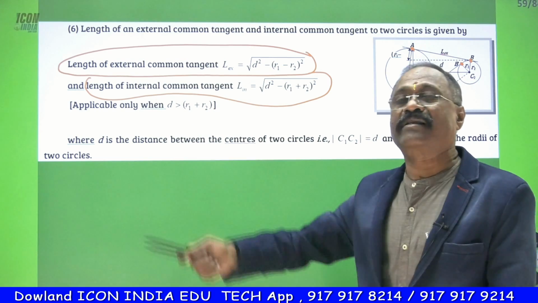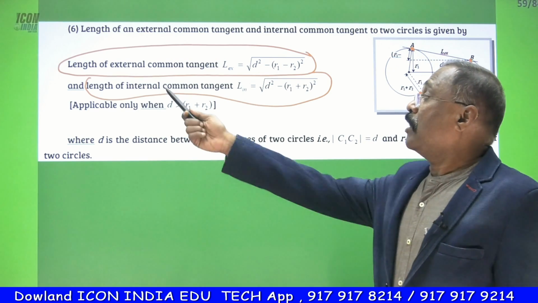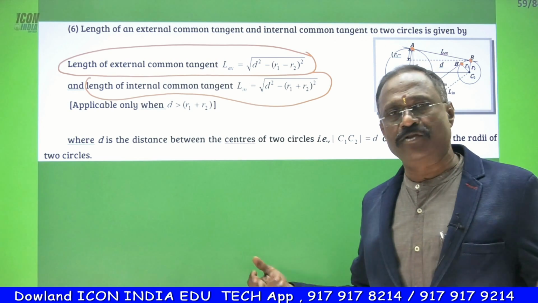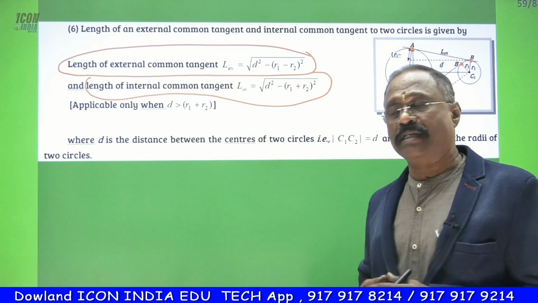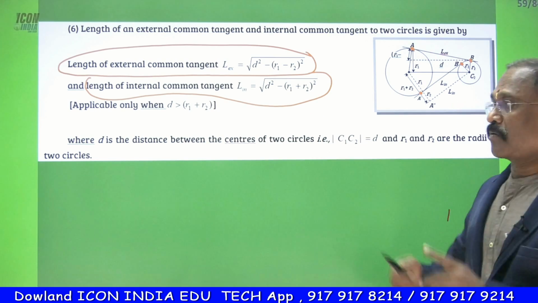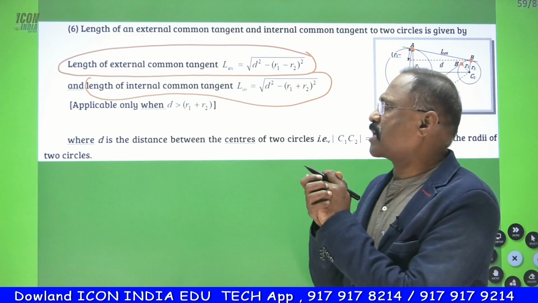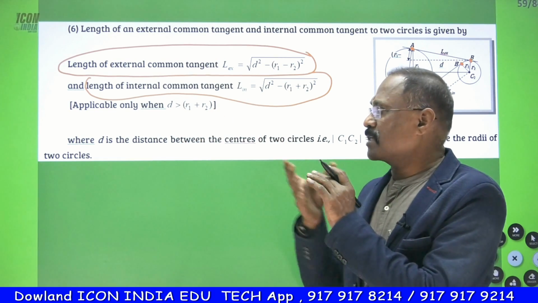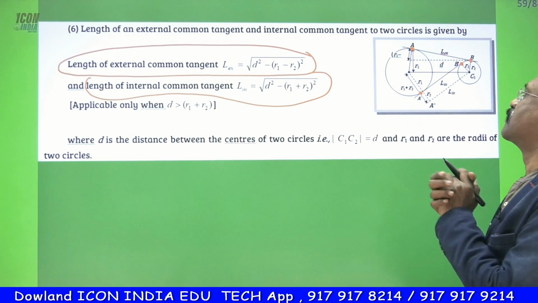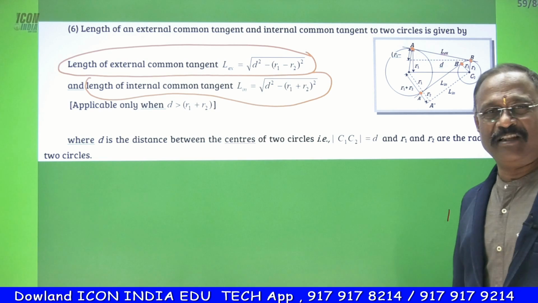He's saying it as external common tangent. Direct common tangent and external common tangent are the same. So if the name internal common tangent, indirect common tangent or transverse common tangent is used, you have to understand that it is one and the same. It is root over d square minus of (r1 plus r2) whole square. In both these cases you have to understand that d must be greater than r1 plus r2. That is, the distance between the centers must be greater than the sum of the radii, then only the two circles will never intersect each other.